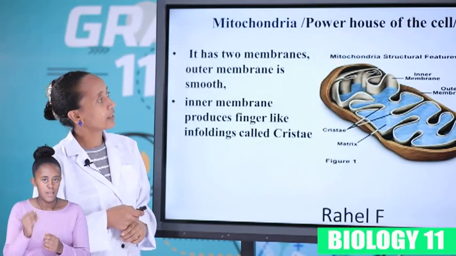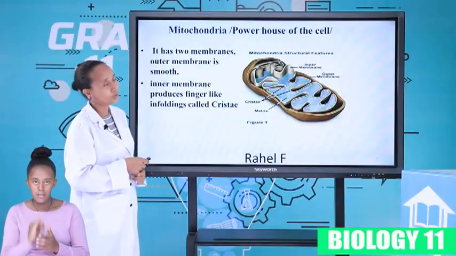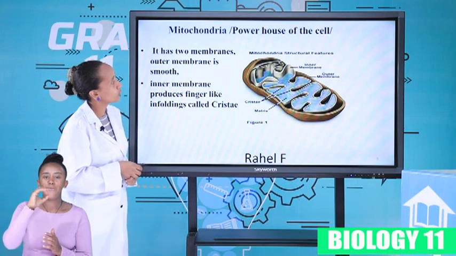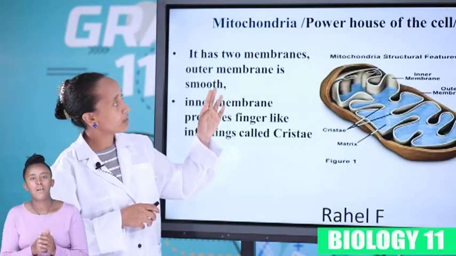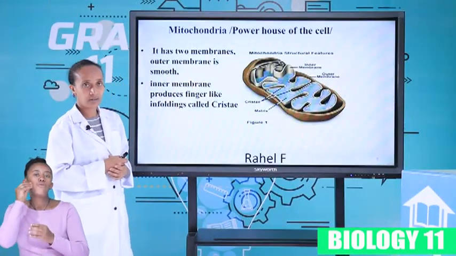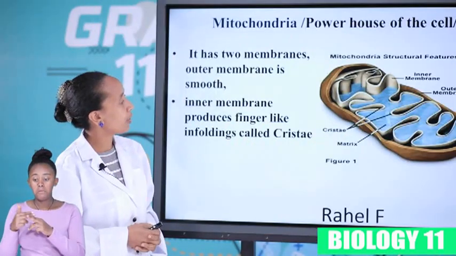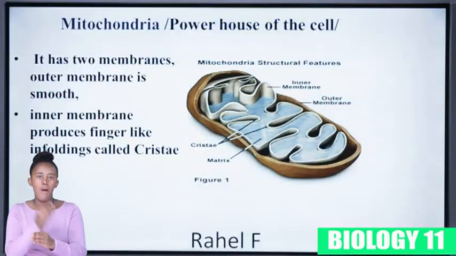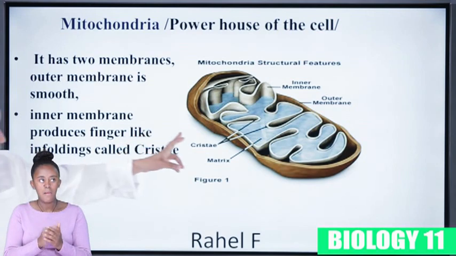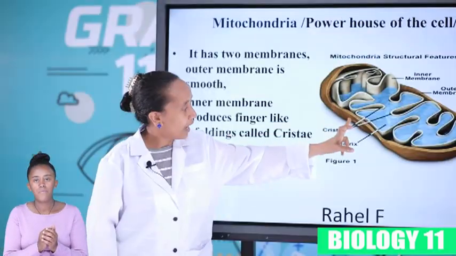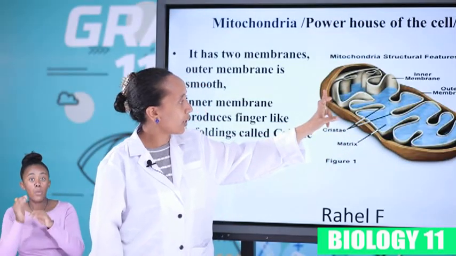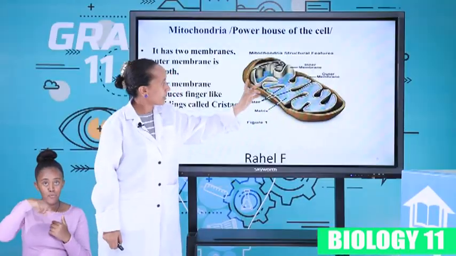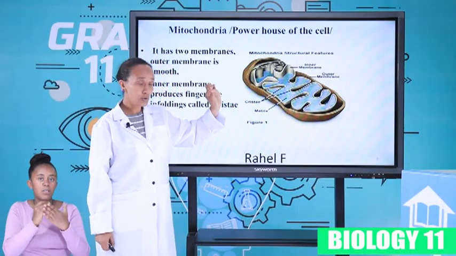And the next structure is mitochondria. Students, mitochondria is known as the powerhouse of the cell. Its other name is the powerhouse of the cell. And if you look at the structure of mitochondria, mitochondria has an outer membrane. This one is the outer membrane. And as you see, the outer membrane is smooth.